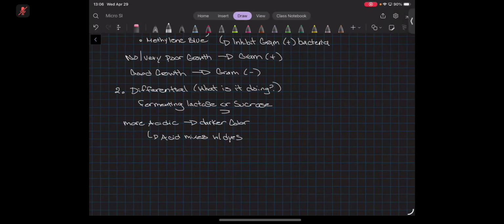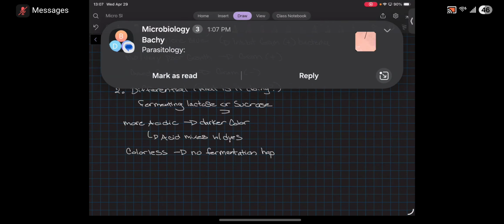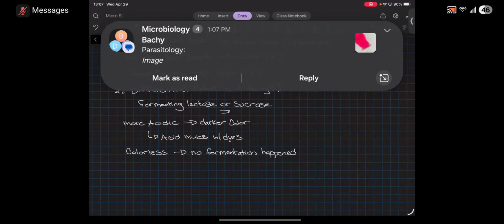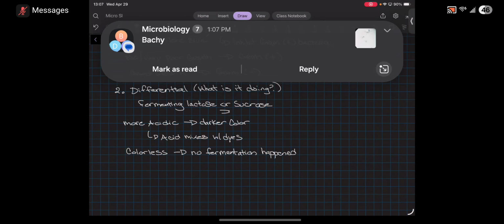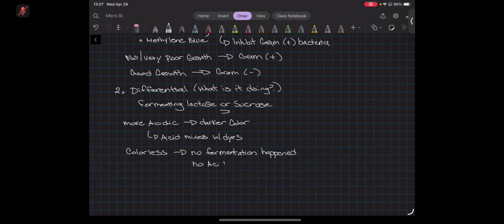If you get colorless, that means no fermentation happened. So bacteria did not ferment the lactose or the sucrose, okay? No acid was produced.